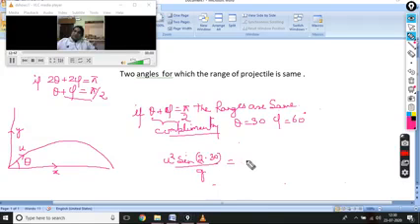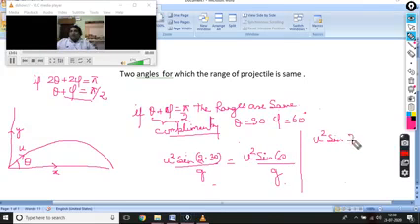So what does this become? This becomes u square sine of 60 degrees divided by g. This is the first range. Let's get the range for the second. For the second, it is u square sine of 2 into 60 degrees. Clear? Now, what is that? That is sine 120. So I get u square sine of 120 degrees divided by g.